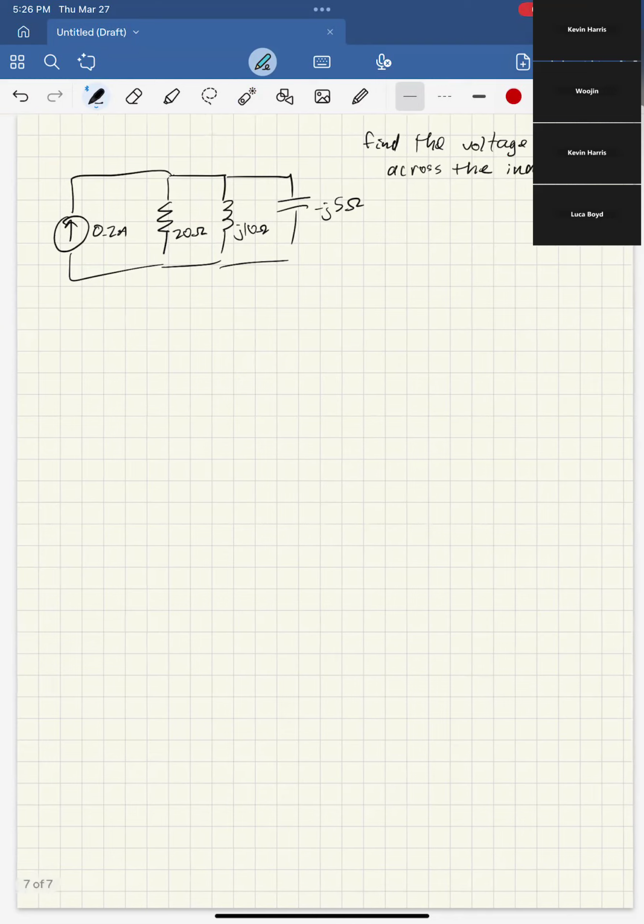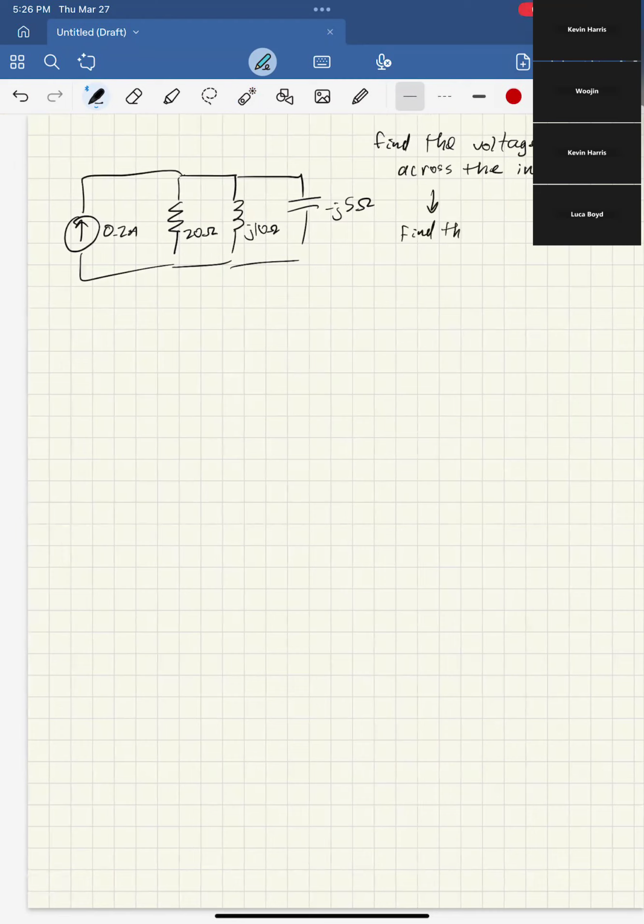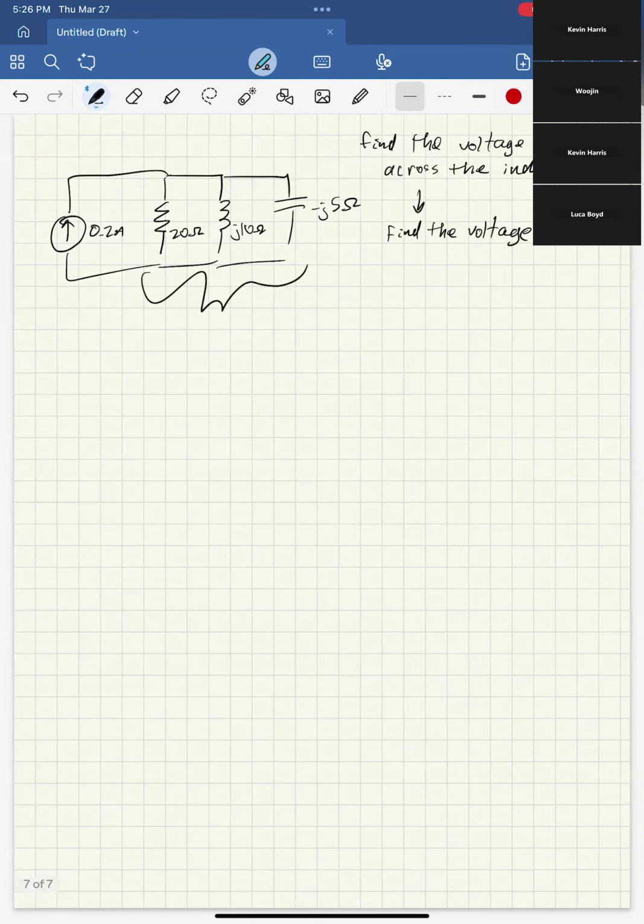Since everything is in parallel, that just means find the voltage, because everything has the same voltage. We combine these three into one impedance and multiply by the current, because V equals IR, or V bar equals I bar Z. We already have the I, so we just have to put these three things in parallel. Let's start with the capacitor and the inductor. ZL in parallel with ZC is ZL times ZC over ZL plus ZC.